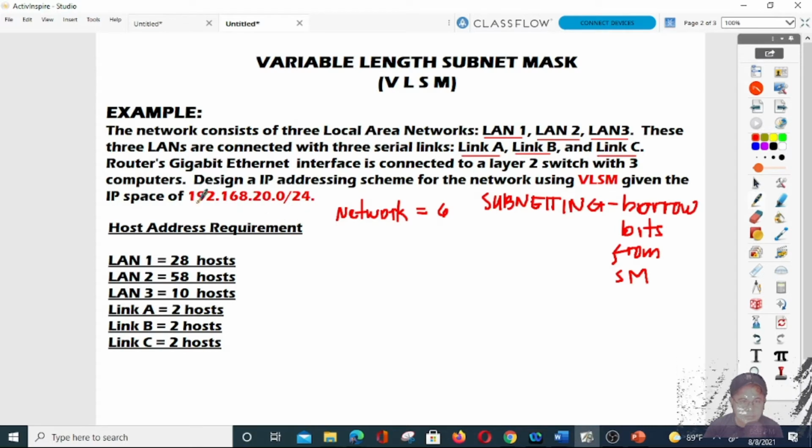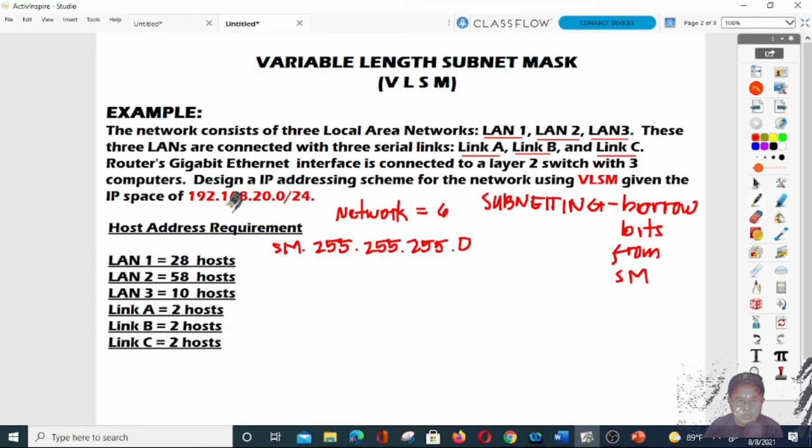Okay, so based on the given, the slash 24 here means the original subnet mask will be 24 bits, that is 255.255.255.0. So this is the original subnet mask before subnetting, and this is the default subnet mask for class C.